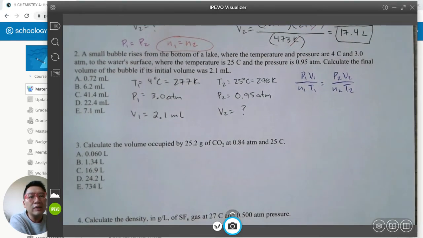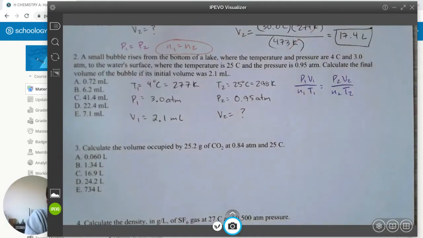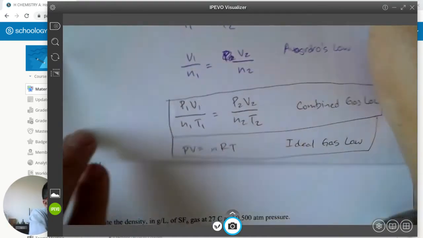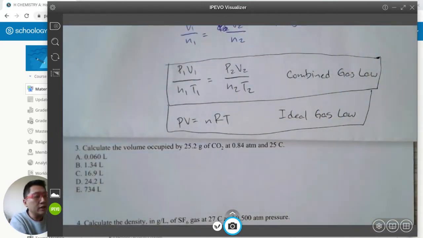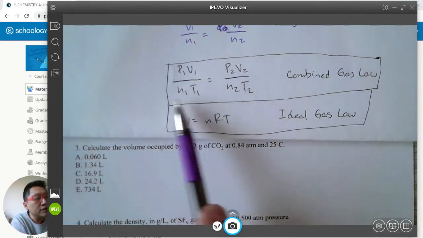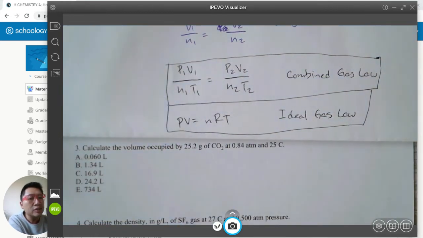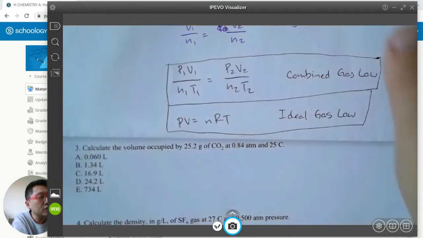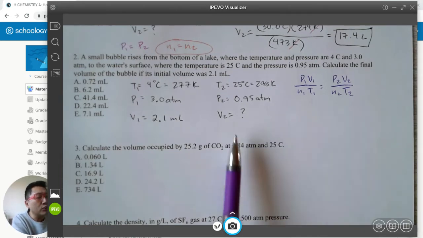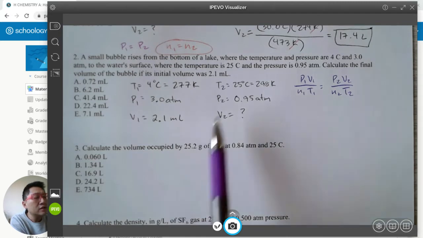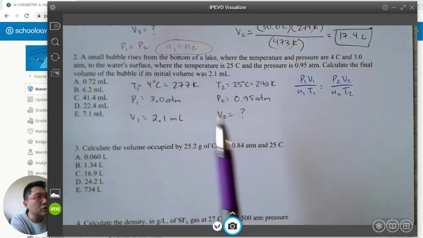So the equation overall I have to use is the combined gas law. There are a bunch of different gas laws, and I'll be using the combined gas law, this one here, because it has two P's, two V's, two N's, two T's in it. There's something that's changing, like a before and after situation. And this is a before and after situation. The bubble was rising from the bottom of the lake, and the pressure has changed, the temperature has changed, and the volume has changed. The question is, what is the new volume? So I have two T's, two P's, two V's.